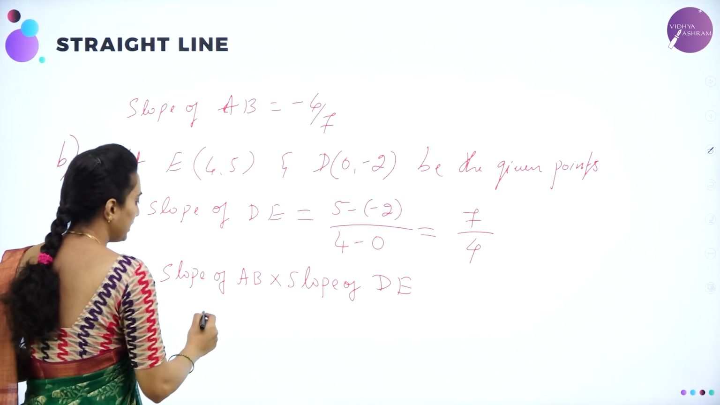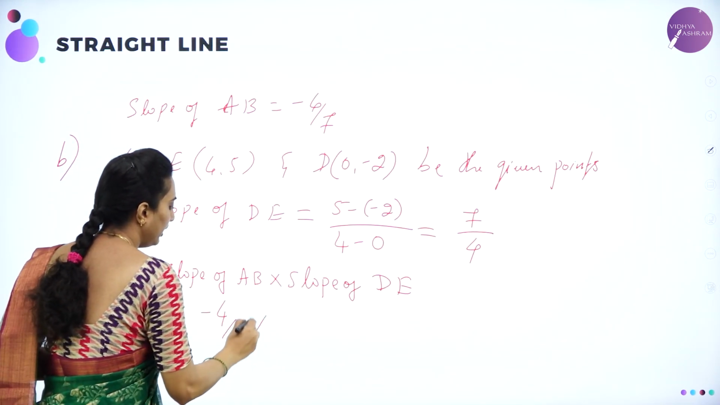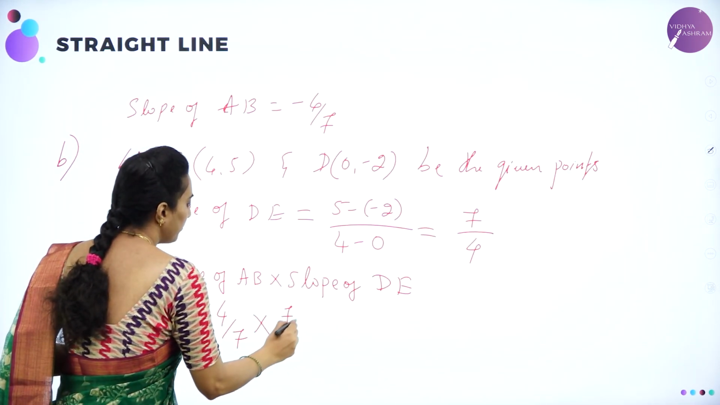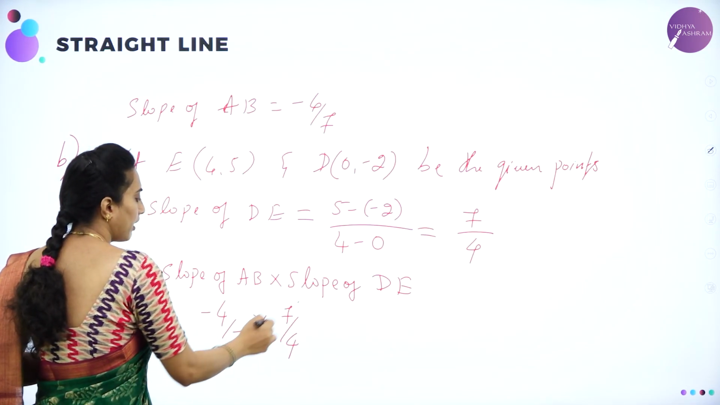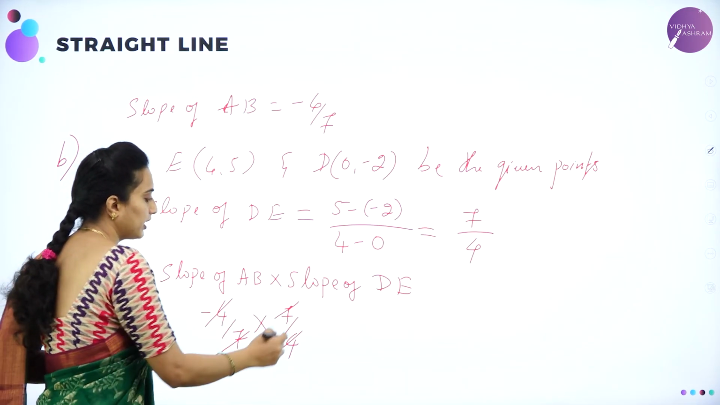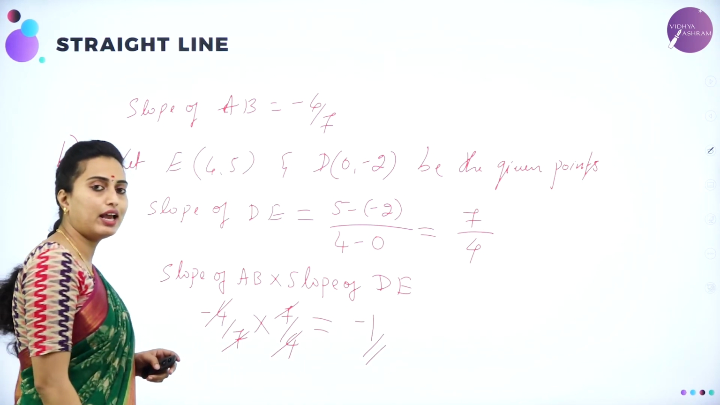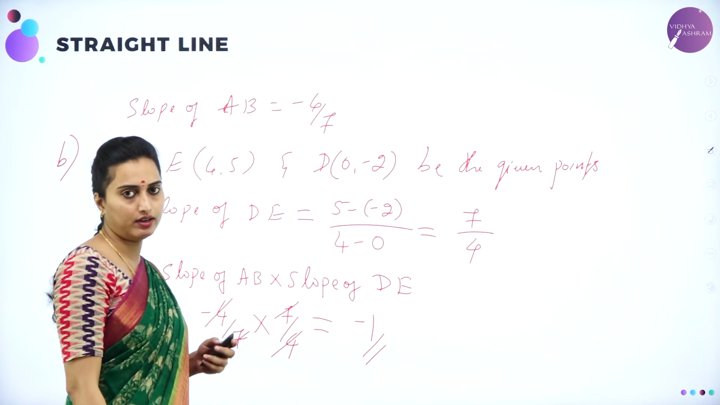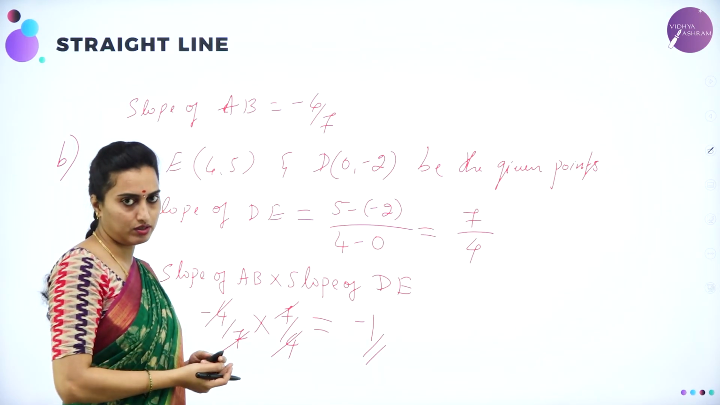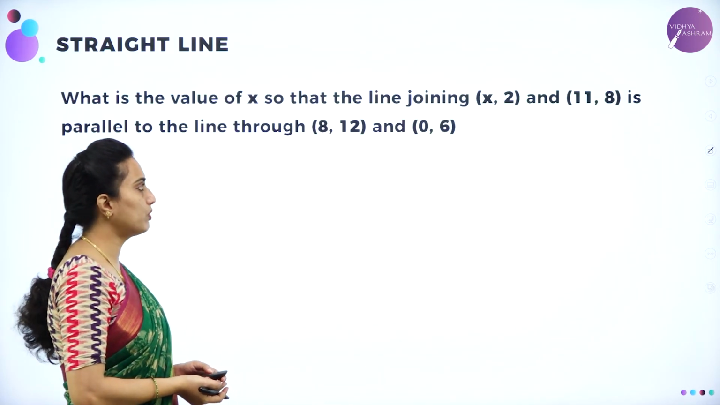Therefore, slope of AB is minus 4 by 7 into slope of DE is 7 by 4. Now you can see 7 will get cancelled, 4 will get cancelled. Minus 1 into plus 1 is minus 1. Therefore, the lines are said to be perpendicular. I hope you got this one. We'll move on to the next question, dears.